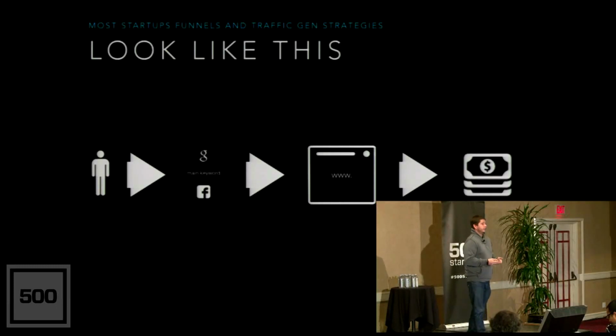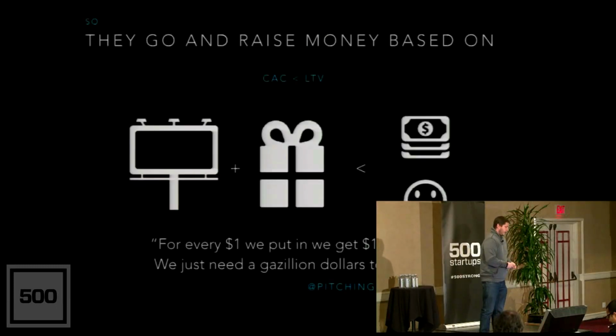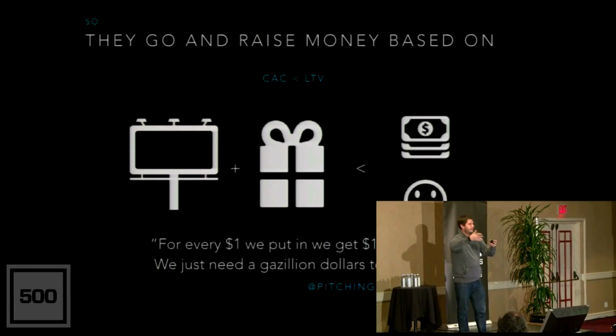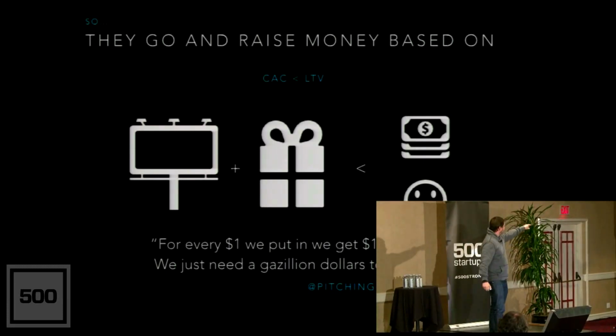And most of the startups start this way, and basically, they find out that, let's say you have a social network for cats or something like that, and people search social network for cats. There are probably a few of those. They go to a landing page, they sign up, they give you money, and you say, oh, that was awesome. My customer acquisition cost is less than my lifetime value.